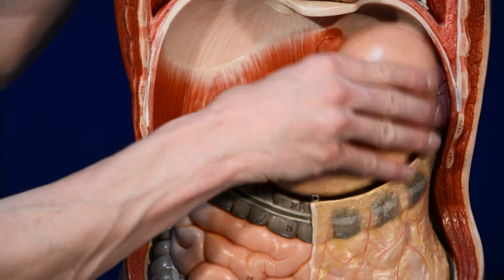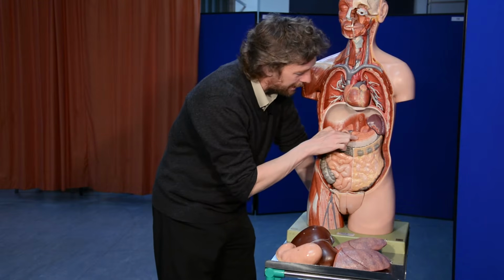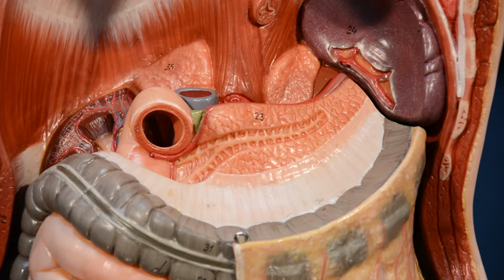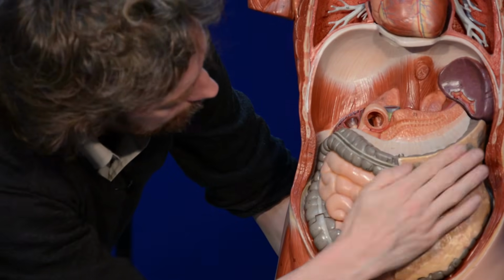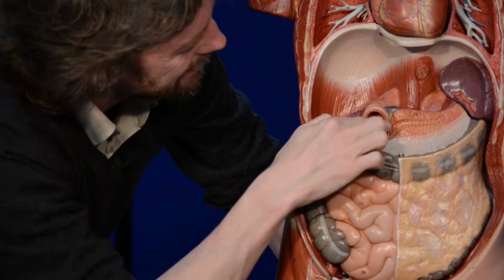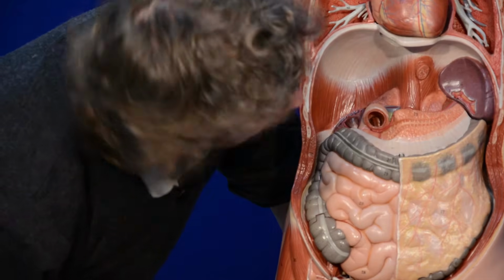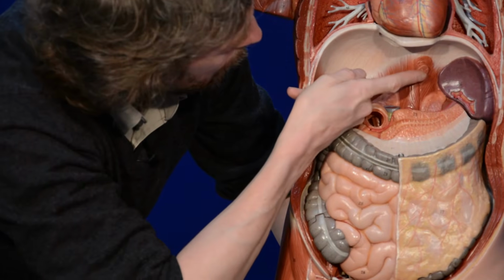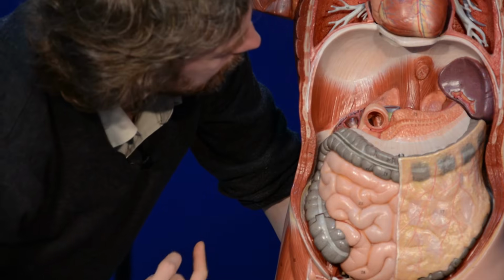If we take away the stomach, now we see the pancreas. Here's the pancreas here. There's the large colon there, and the greater omentum on that side. Here's the pancreas, and here's the spleen. The esophagus is just poking out there, and this is the diaphragm curving around behind it.